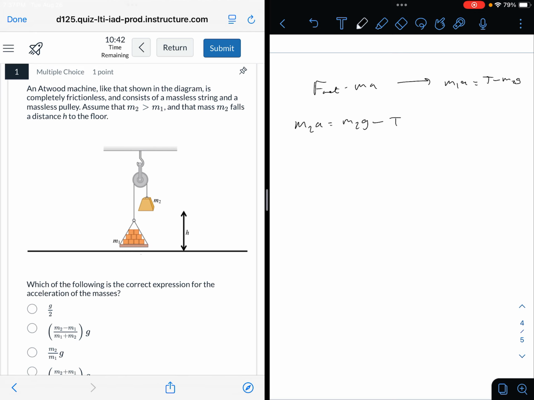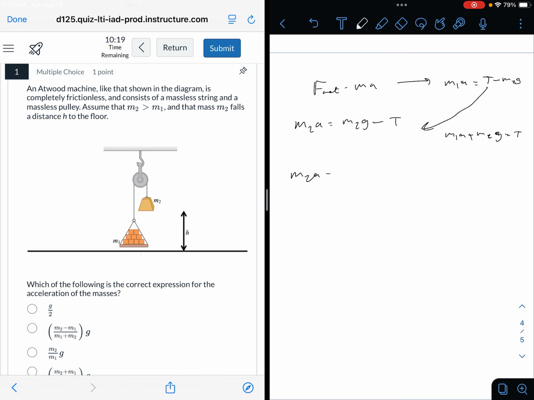If I do M2G minus T, it will be a negative acceleration, because the acceleration is upward, and you're saying downward is positive. But I don't want that. I want magnitude, so I flip the signs. And then I can actually substitute in T over here. So M1A plus M1G equals T. I sub that in.